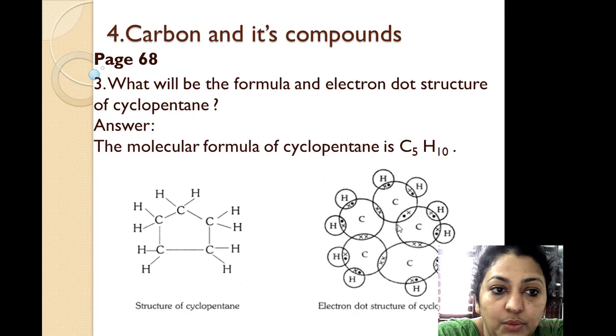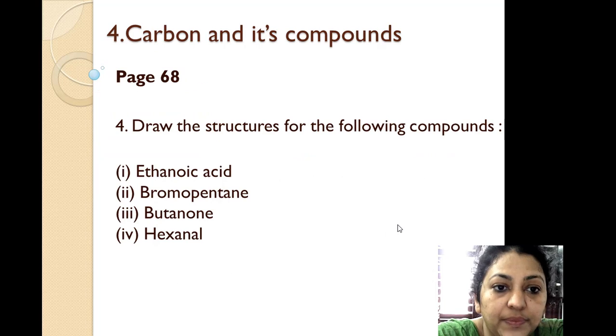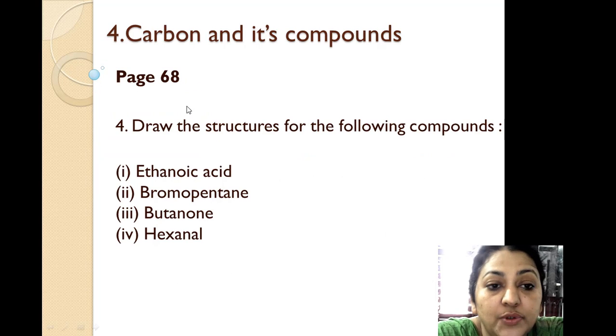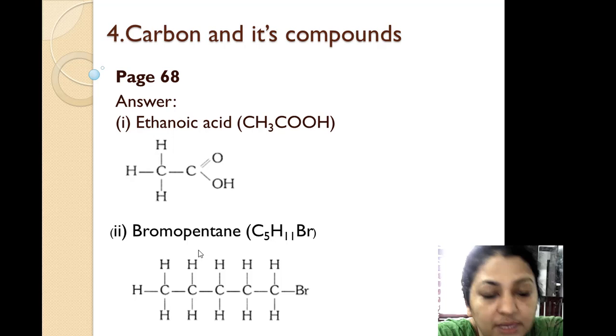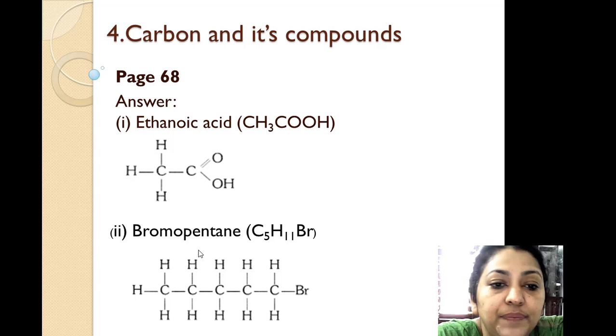So we'll move to the next question. It is also from page 68. Question number 4: draw the structures for the following compounds: ethanoic acid, bromopentane, butanol and hexanal. This is ethanoic acid. What is the ethanoic acid formula?